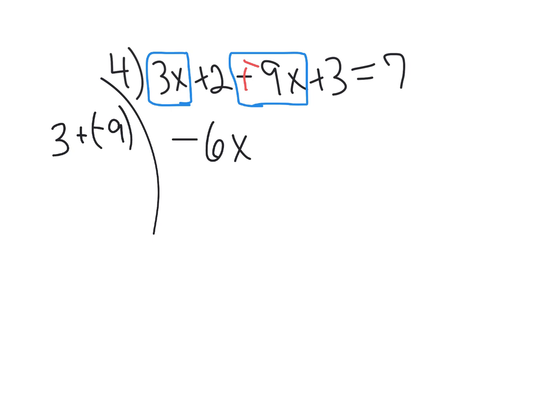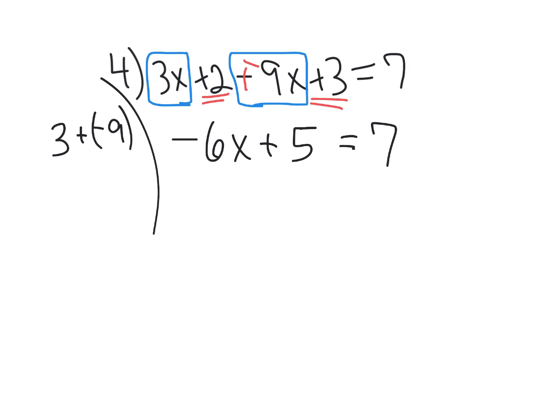We have another set of like terms over here. We've got a 2 and a 3. They're both positive, so a little bit simpler maybe. 2 plus 3 equals 5. And at that point now we actually have a two-step equation again.